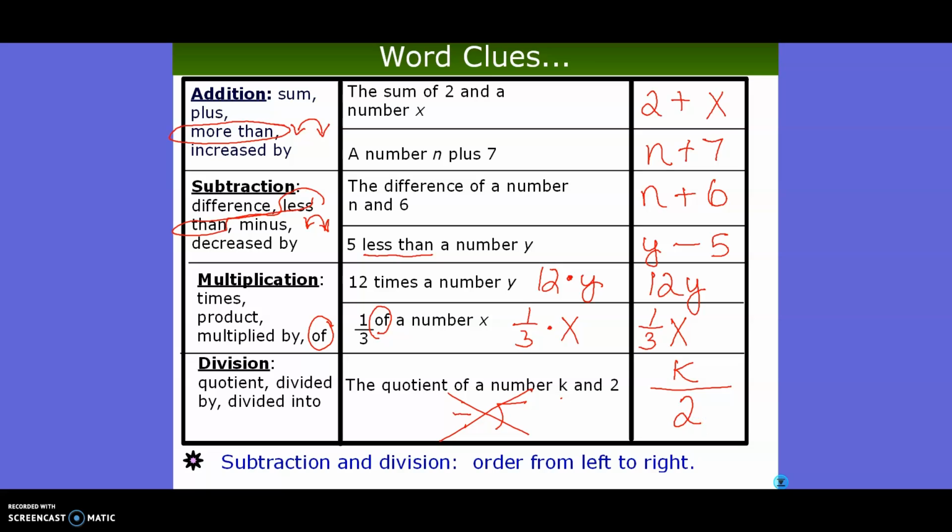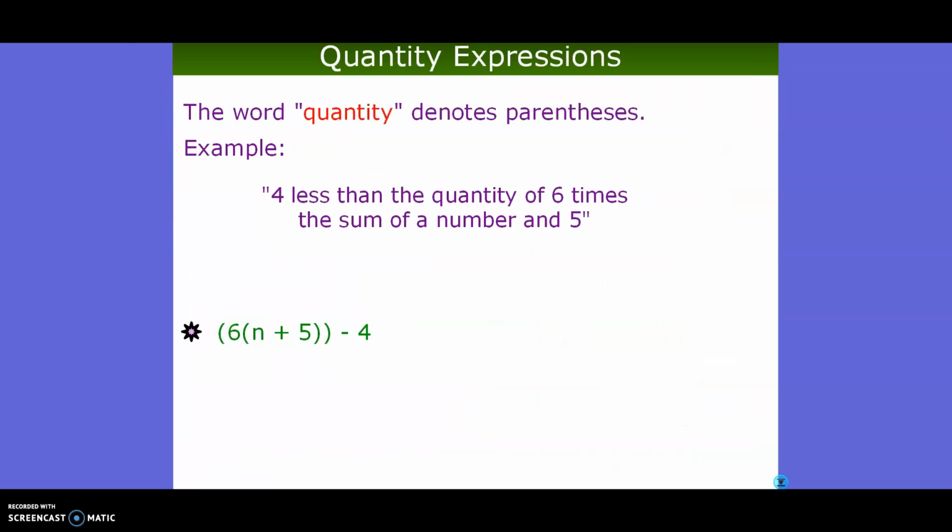Keep in mind that with subtraction and division, the order of the words is very important. We want to order them from left to right, and in this case with the division bar, top to bottom. So we talked a little bit about this on our opening question. The word quantity denotes parentheses.